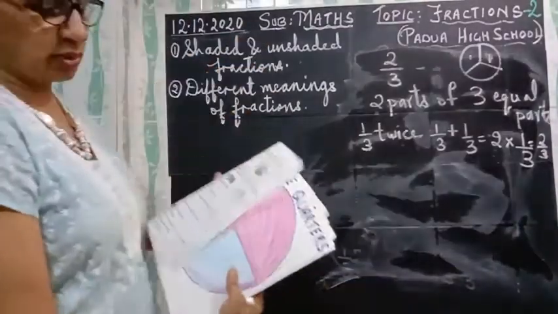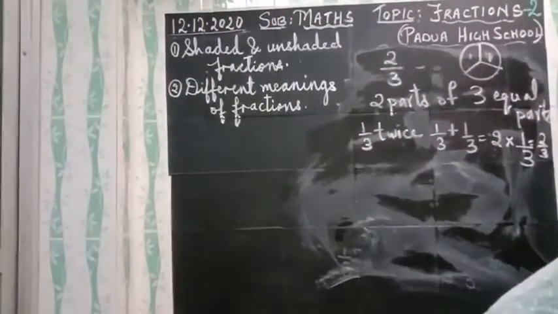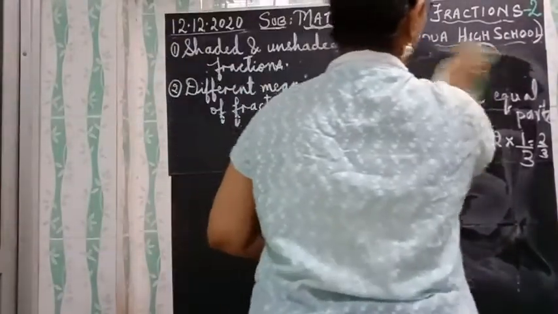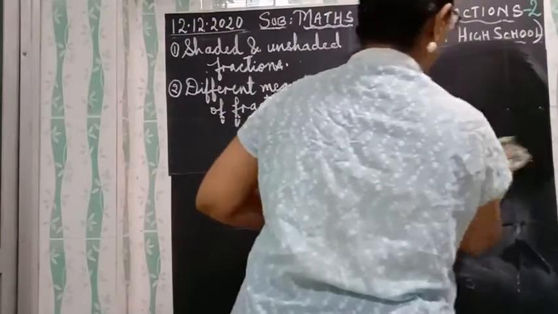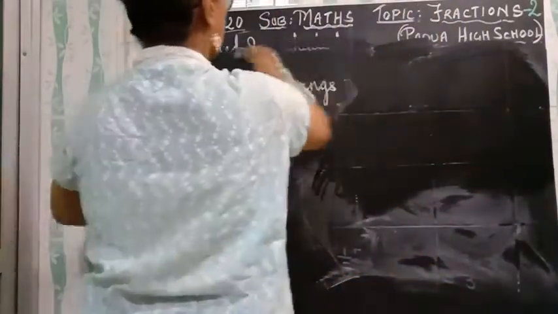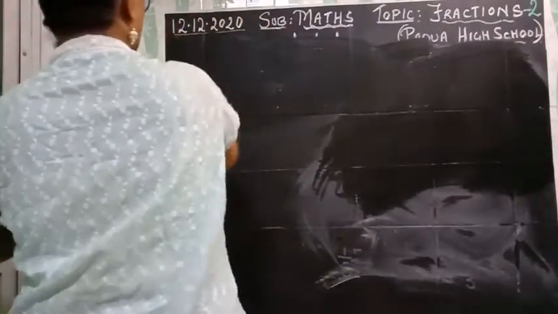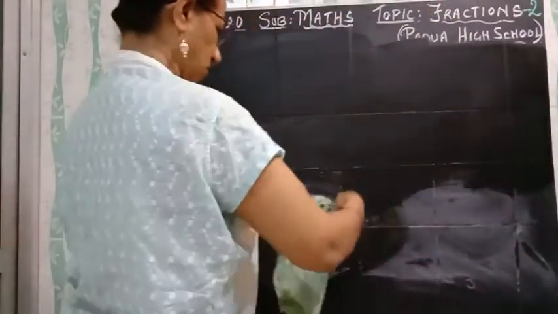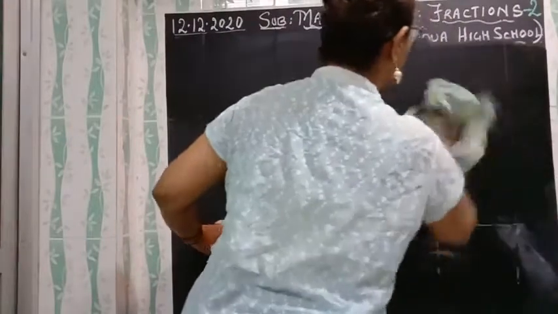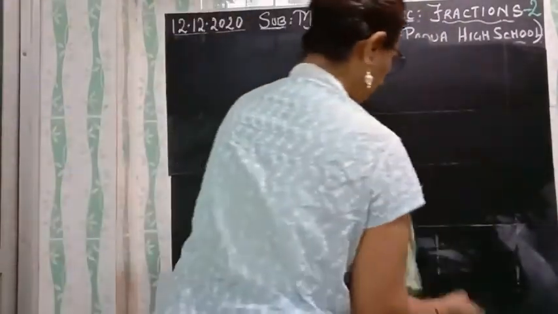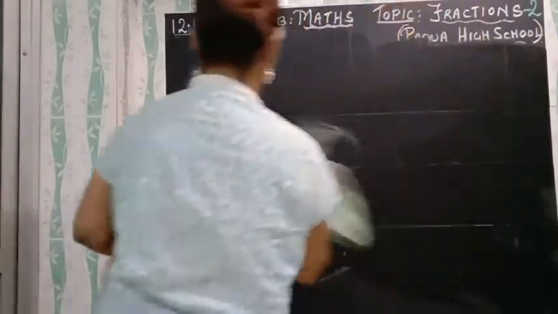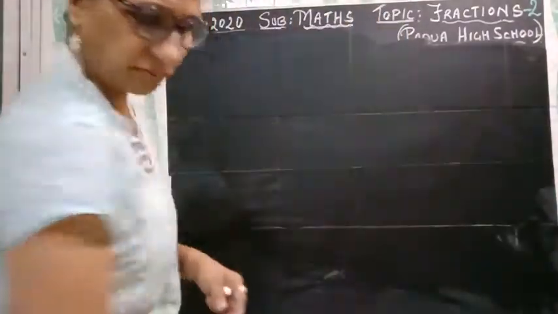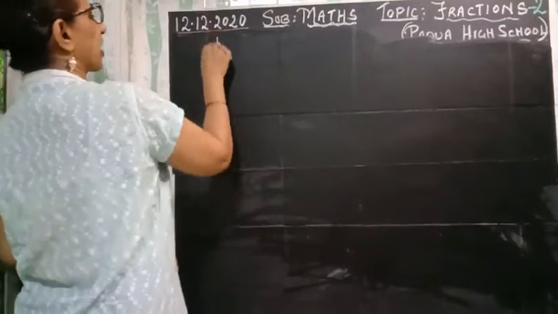Now children, let us go to the next. We finished with these 2 things. Now we go to the next one, that is mixed fractions. Now we will learn what are mixed fractions. I will explain this also. It's very important to learn this topic of mixed fractions. So we are going to learn now, children, mixed fractions.